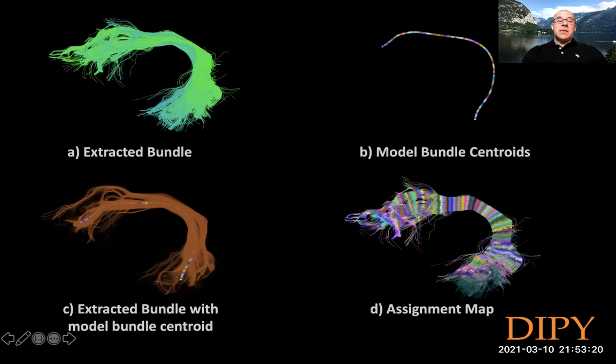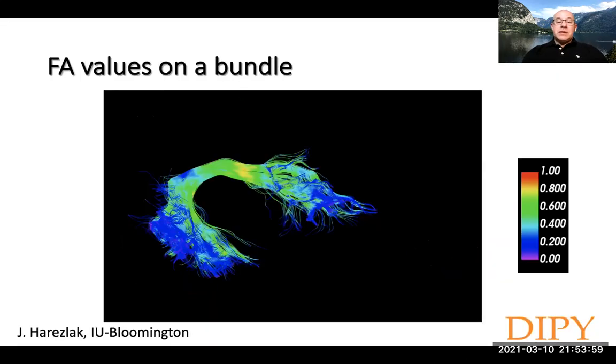So, as I was saying, first the bundle is extracted, then the model bundle centroids are extracted from the bundle. And then you can see here in different colors, these are different disks along the centroid. The important point here is this assignment map, where for each disk, we assign all the points on the streamlines as belonging to that disk. So these will be our units of analysis.